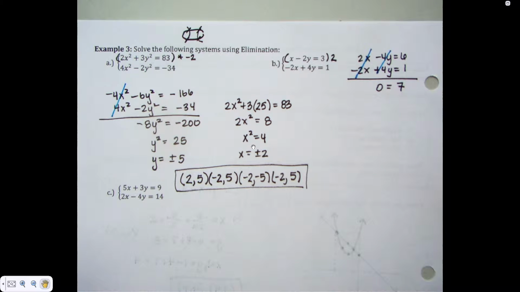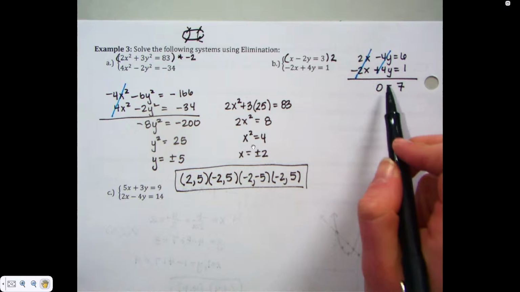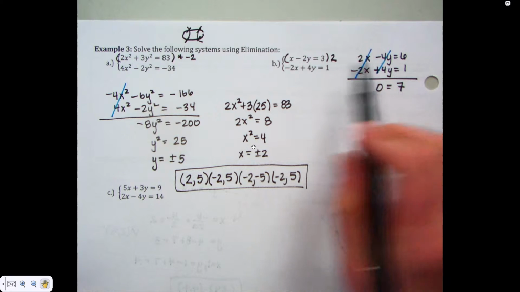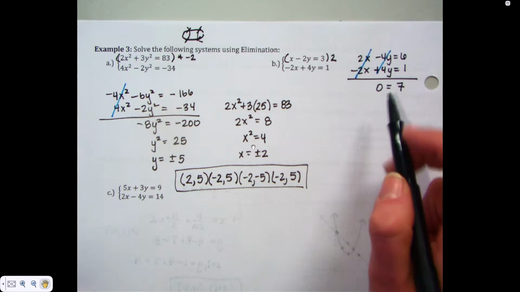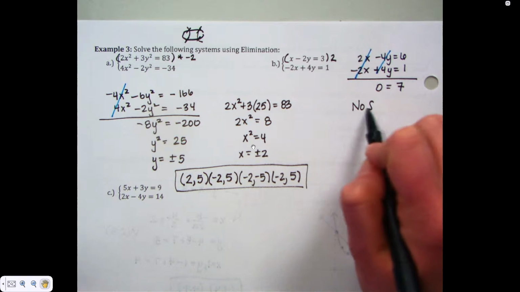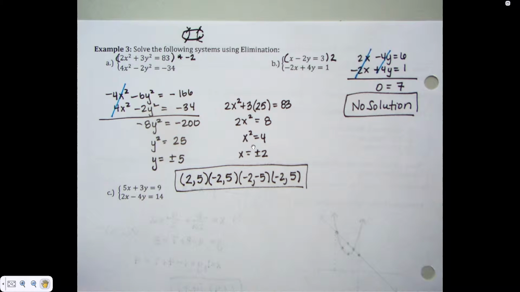A few of you asked me about this in the activity yesterday. When you get a nonsense statement, 0 equal to 7, what that really means is, are there any combinations of x and y that you could ever plug in that would make this true? And the answer is no. 0 is never equal to 7. It doesn't matter what selections you make. So the answer here would be no solution.